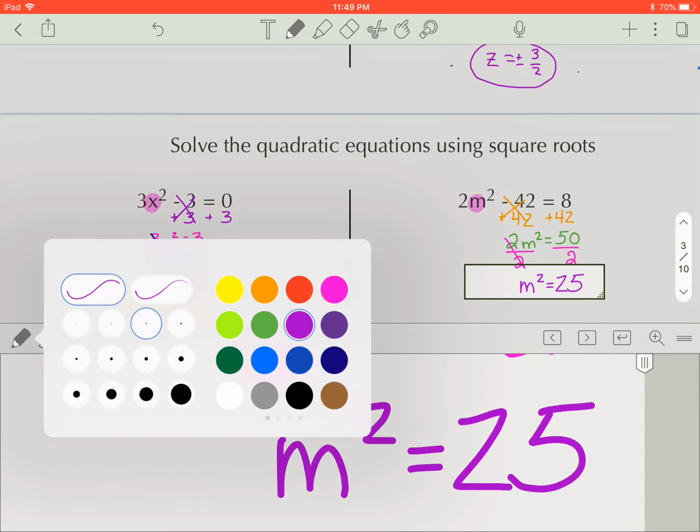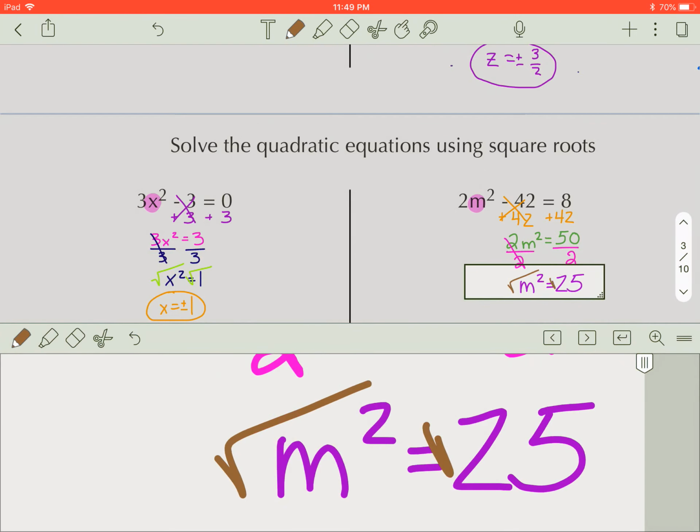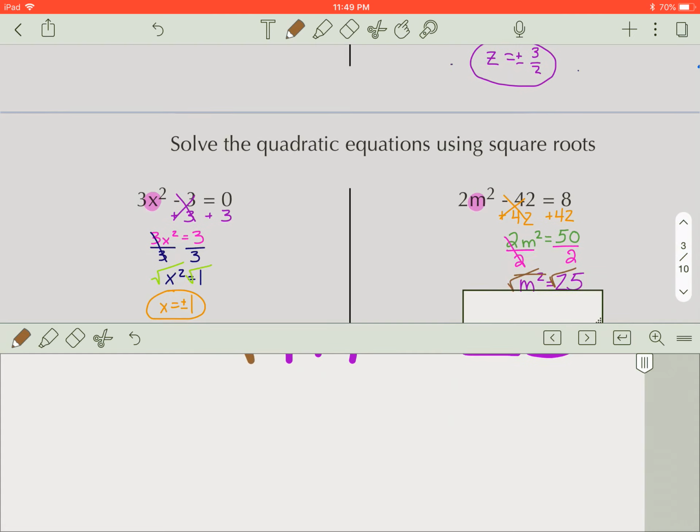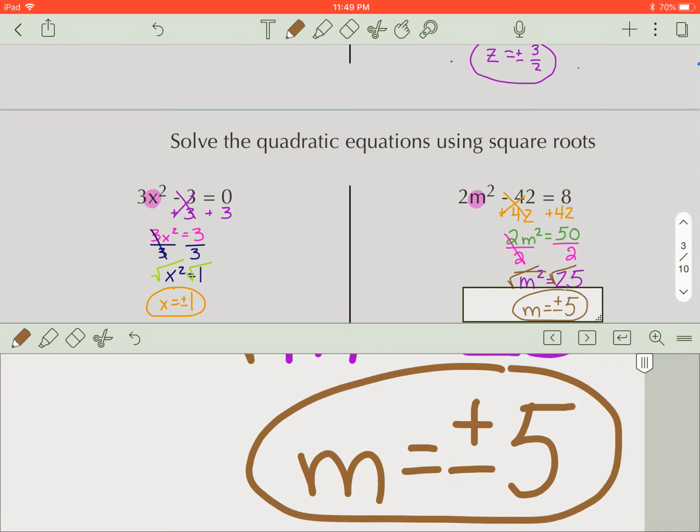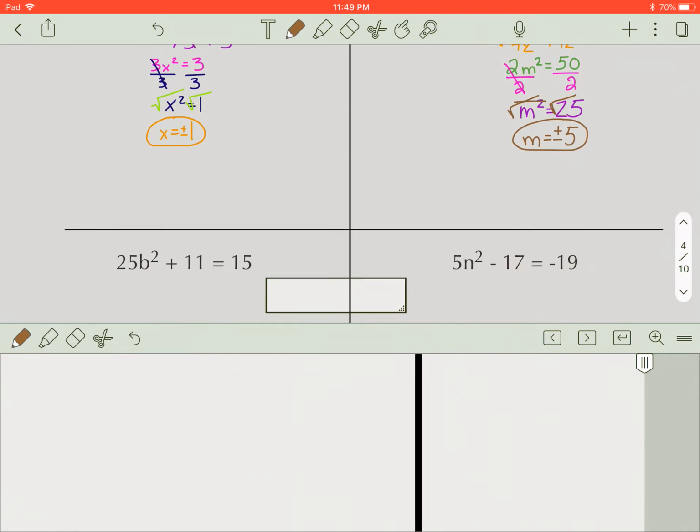So I'd have to take the square root of both sides. My square root and my squared would cancel out, leaving me with just m, and my answer would be a positive or negative 5, or a plus or minus 5. So the answer to that problem is m equals plus or minus 5. Go to the next example.